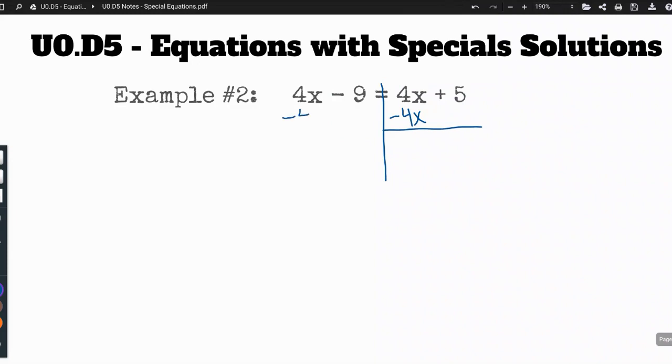I have to do the same thing on the other side, though, to keep it balanced. And when I subtract 4x minus 4x, it's going to equal 0, leaving me with negative 9 on the left-hand side. When I subtract on the right-hand side, 4x minus 4x also equals 0, leaving me with positive 5. Now, does negative 9 equal 5? I don't think so.